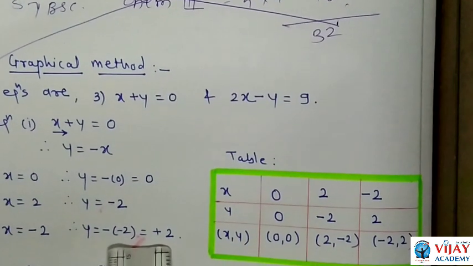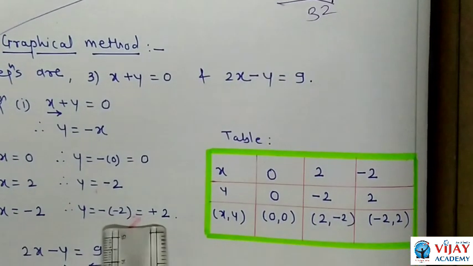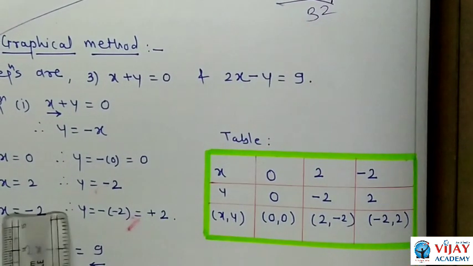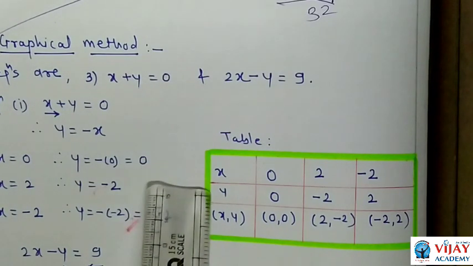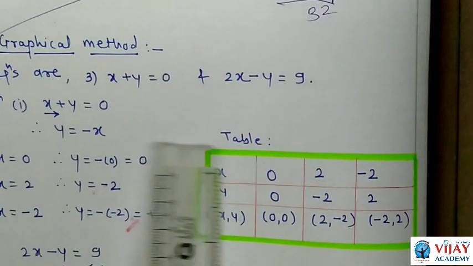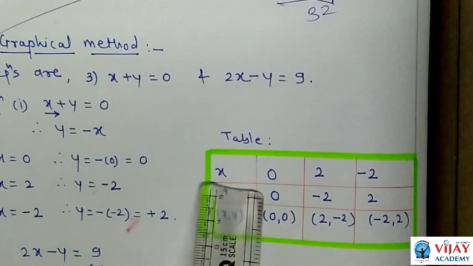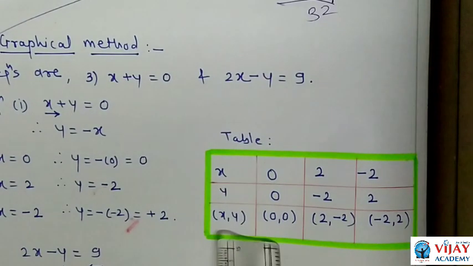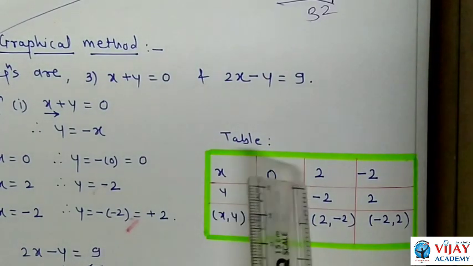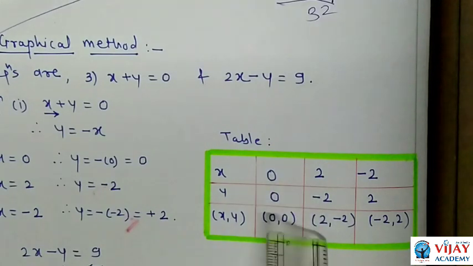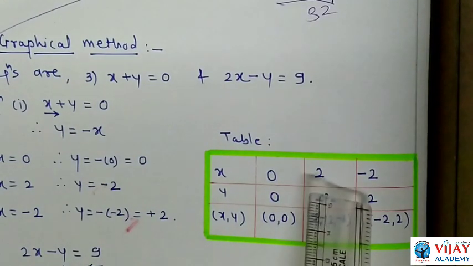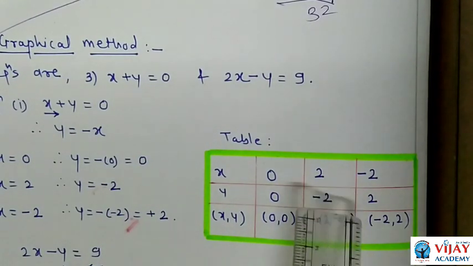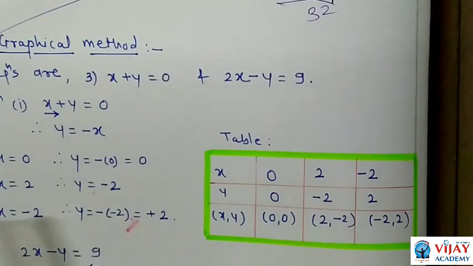Now make the table from this. We get the x, y and the points. Substituting x is equal to 0, y is again 0, we get the point 0, 0. Then x is equal to 2, y is minus 2, we get 2, minus 2. And the third one is minus 2, 2, we get minus 2, 2. And plot these points on the graph.